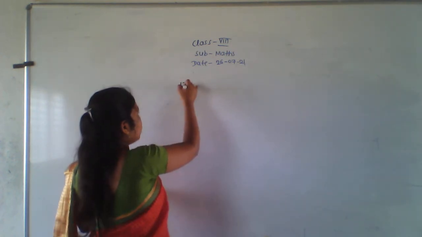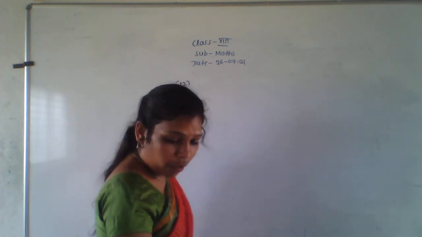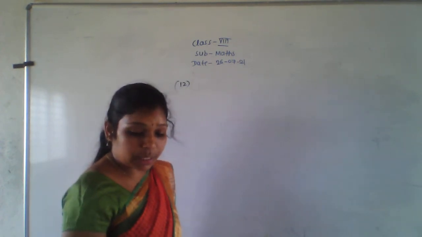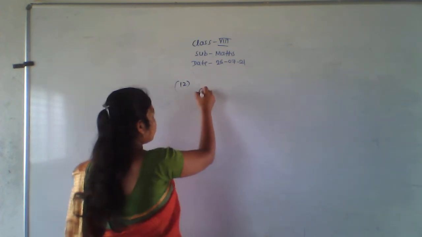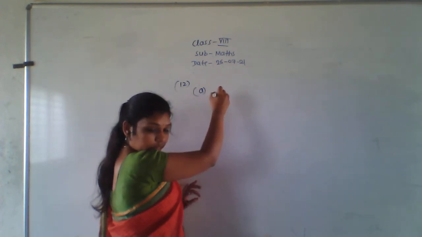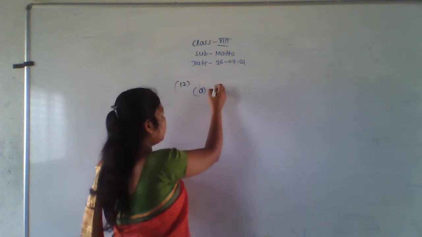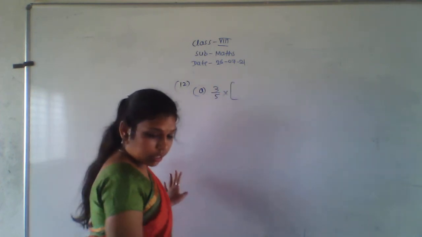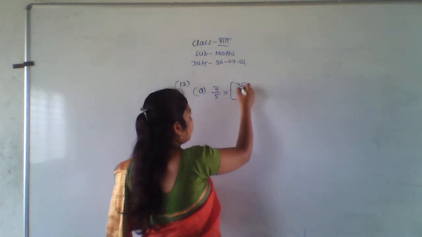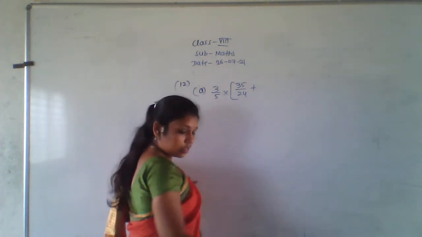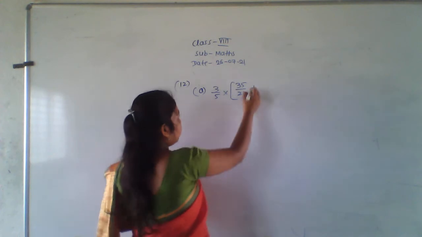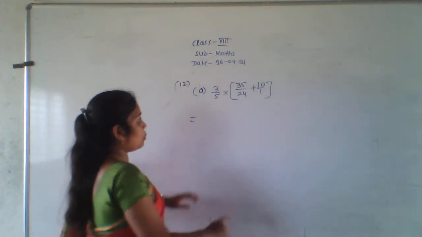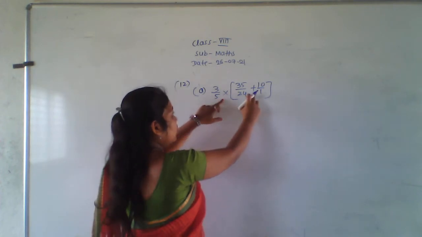Use the distributive property of multiplication of rational numbers over addition to simplify the following. What is the first question they have given here? 3 by 5 into 35 by 24 plus 10 divided by 1. Okay, we have to use the distributive property of multiplication over addition.